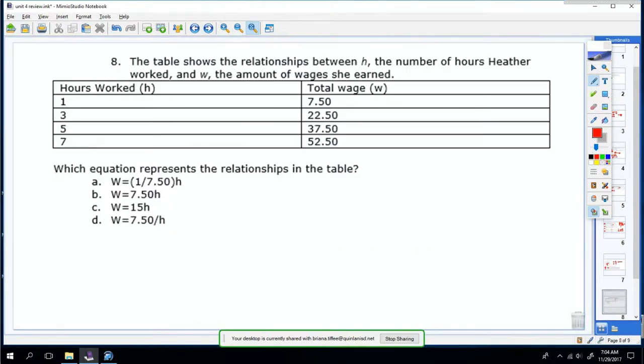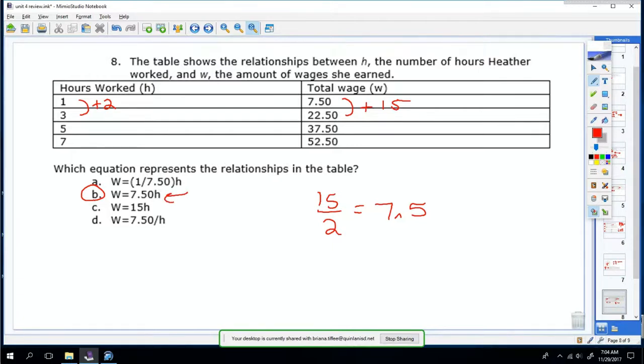Okay, the table shows a relationship between H, the number of hours Heather worked, and W, the amount of wages she earned. So we have to figure out what equation represents that. So to do that, you have to find your constant. Well, this is a +2. This is a +15. So you're going to have 15 on top, 2 on bottom, which equals 7.5. So my constant is 7.5, and this is the only one where the constant is in front of the letter.